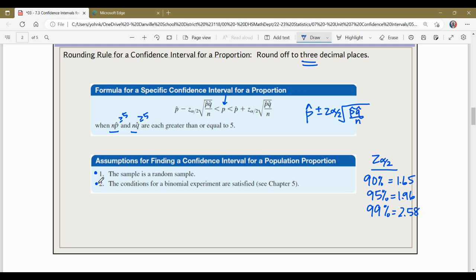The reason why we're talking about binomial experiments again is because our p hats and our q hats lend us to binomial distributions. You had to have two outcomes. You had to have a consistent probability of success. You had to have a fixed number of trials, and it had to be randomly sampled.